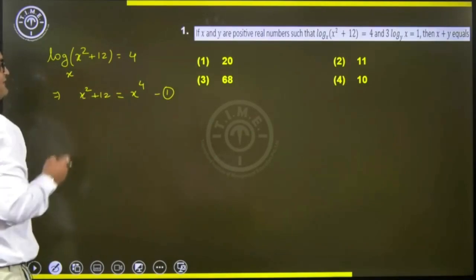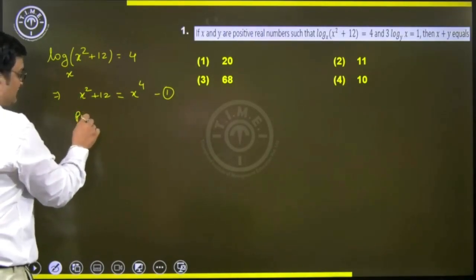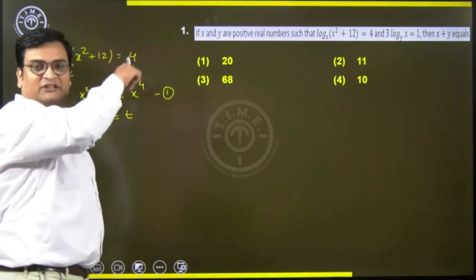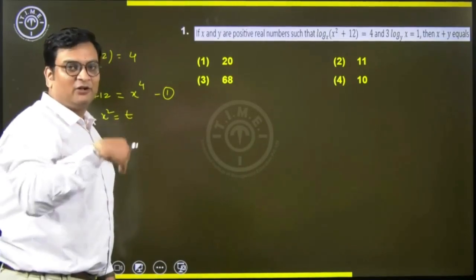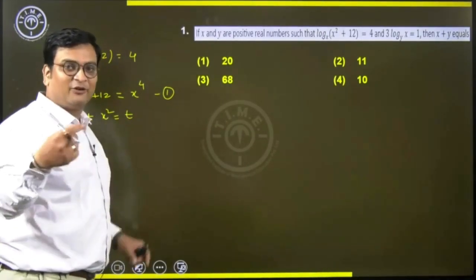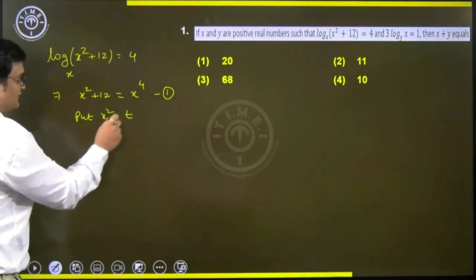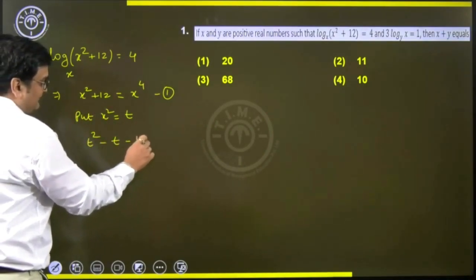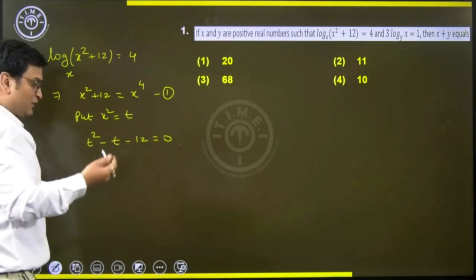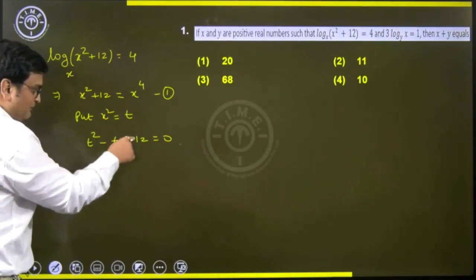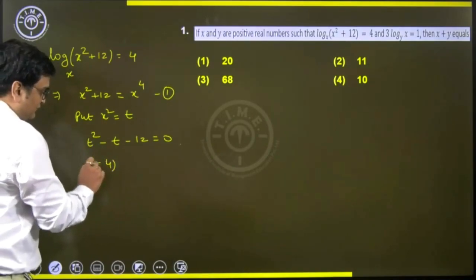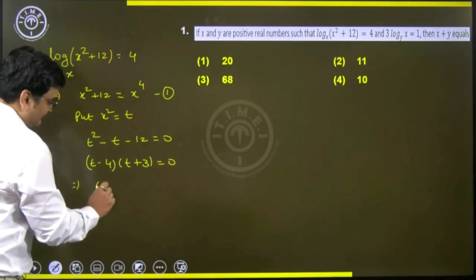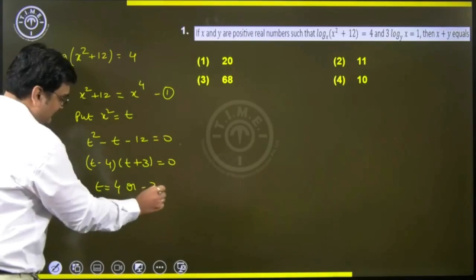Now, here in this equation, please note if I put x square equal to t, then since x is a positive real number, x square definitely will be a non-negative value, that means t will be a non-negative value. So, when I put this equal to t, what does this become? x power 4 will be t square, minus x square will be minus t, minus 12 equal to 0. Factorize it and solve for t. When you factorize it, the factors will be minus 4 and 3. So, t minus 4 into t plus 3. That means t will be equal to either 4 or negative 3.